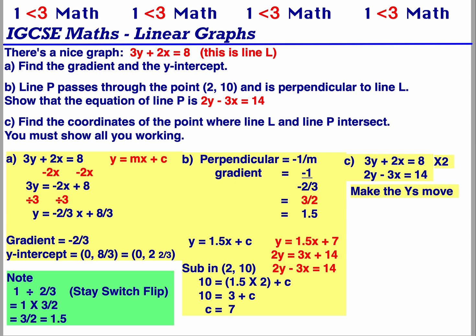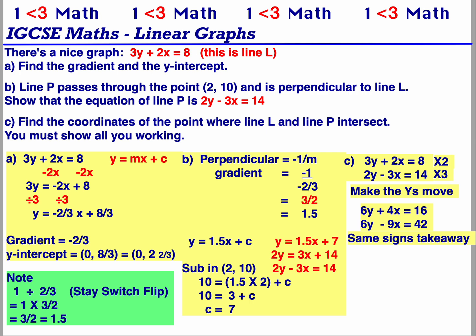So the first equation times by 2 is 6y plus 4x equals 16. I've times throughout by 2. The second equation, I'm going to times it by 3, and that gives me 6y minus 9x equals 42. I've times throughout by 3. Now, at this point, I always ask the question, is it the same signs takeaway? Now, on the 6y's, they're both positive, so yes, it is the same signs takeaway. So I'm going to take away those equations.